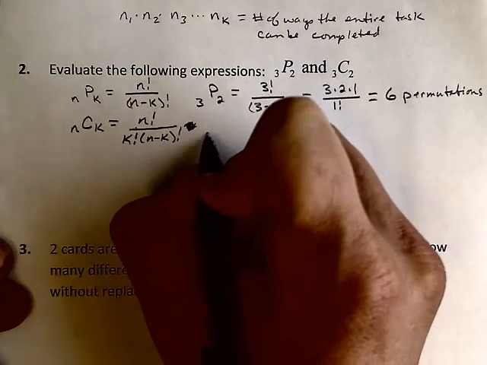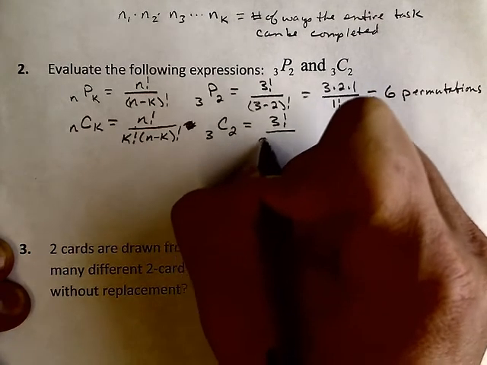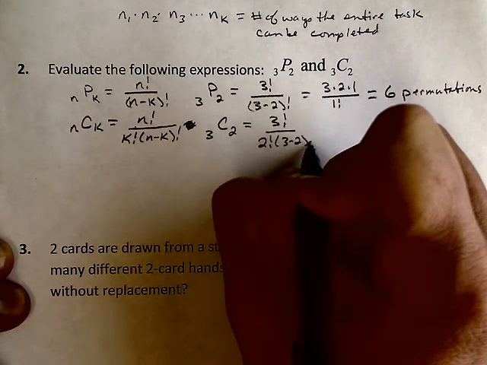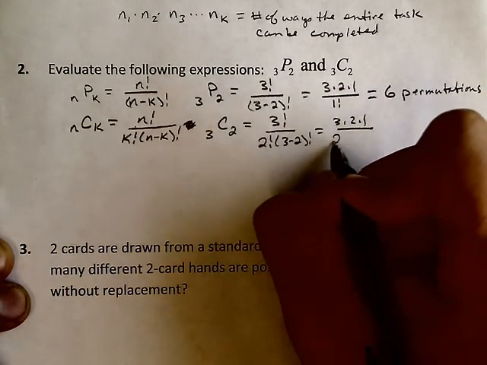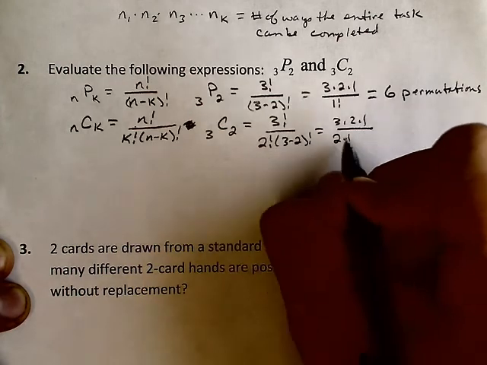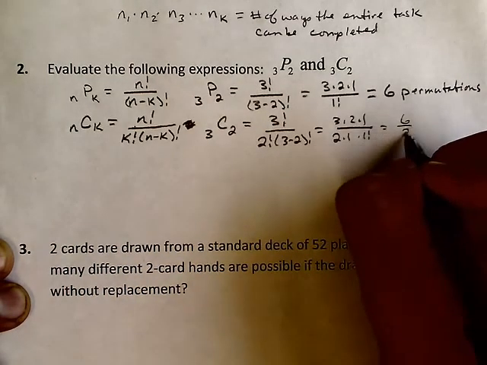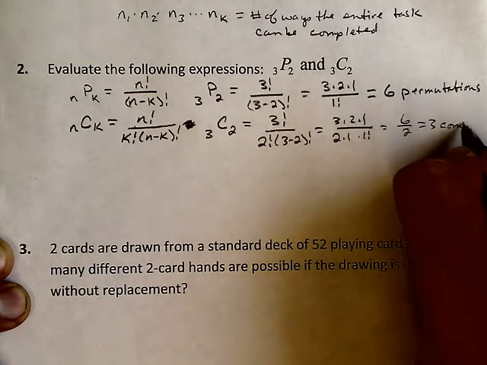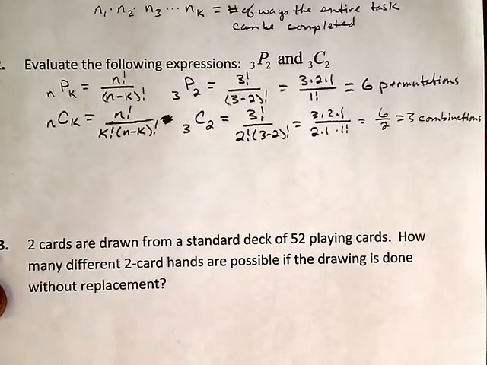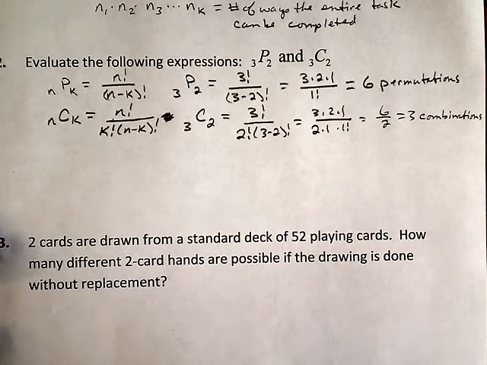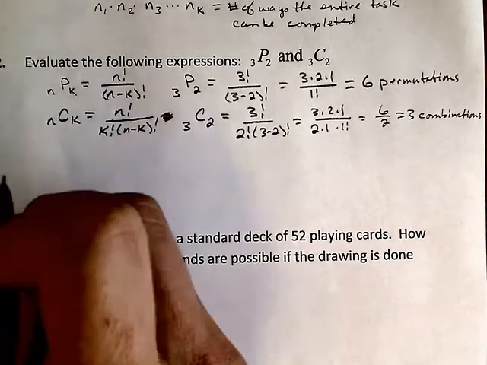So I want 3 choose 2, which would be 3 factorial over 2 factorial times 3 minus 2 factorial. In the numerator, I have 3 times 2 times 1. In the denominator, I've got 2 times 1 there. Then that's 1 times 1 factorial, which is just 1. So I've got 6 over 2, or 3 combinations here. Counted 3 combinations.